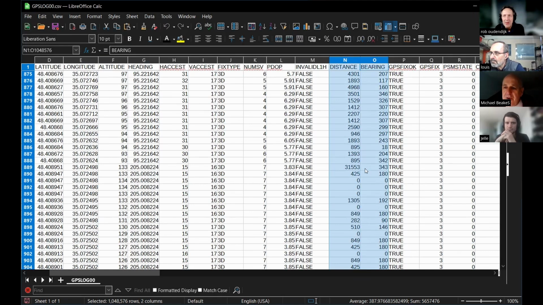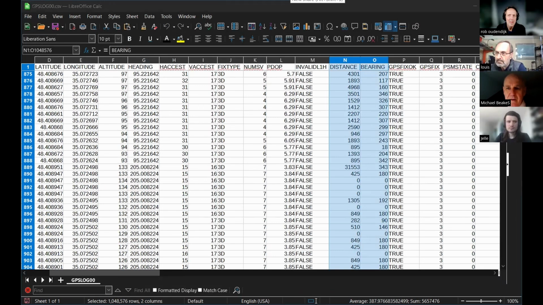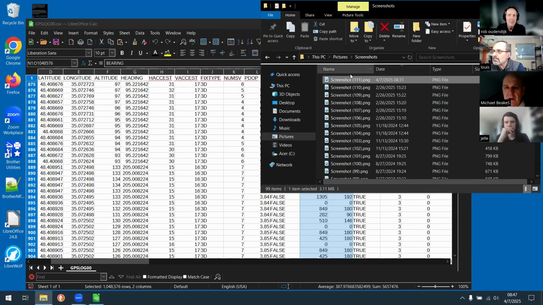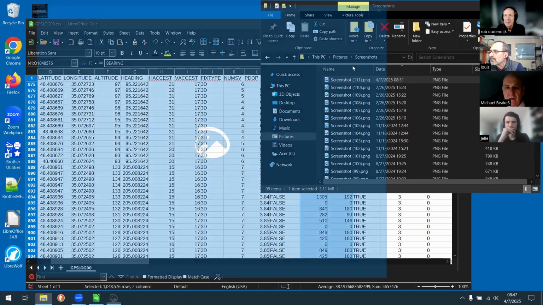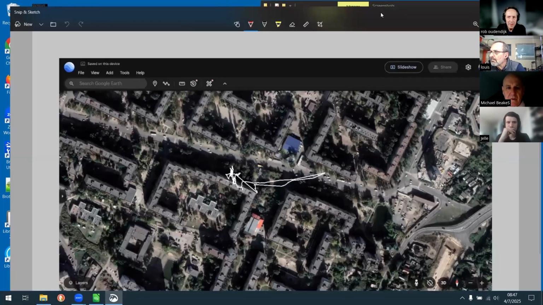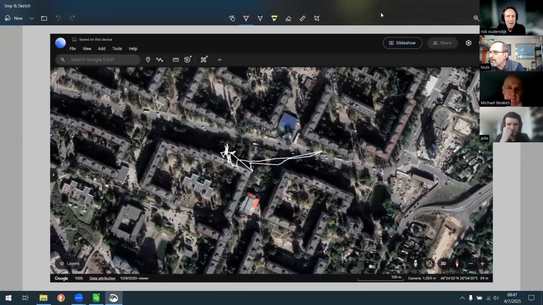Yeah. Louis, when you joined, did you see the map that this data corresponds to? No, I missed that. It came in just a little bit after. Let me just bring that up again. Sure, thanks. Share screen, share screenshots. Yeah, here you go.